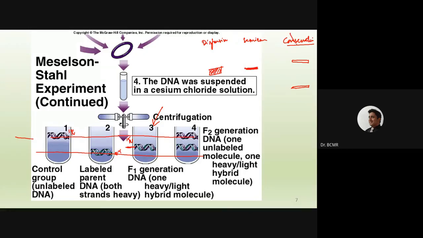So at least we could have removed the conservative model, because these two bands are not formed like in here. In this case, you're forming one band and it is between the molecular weights of N15 and that of N14. So you can eliminate the conservative model.